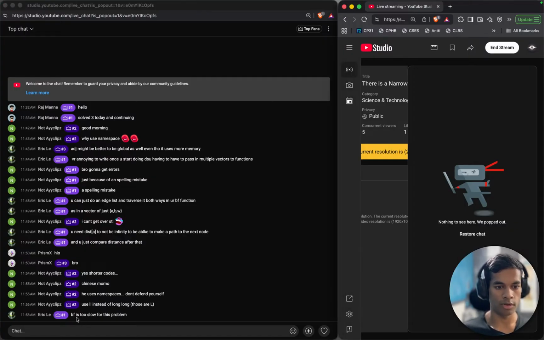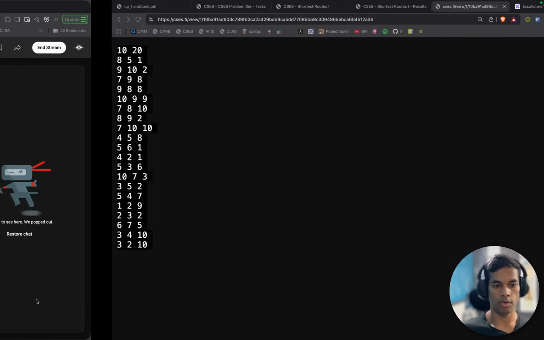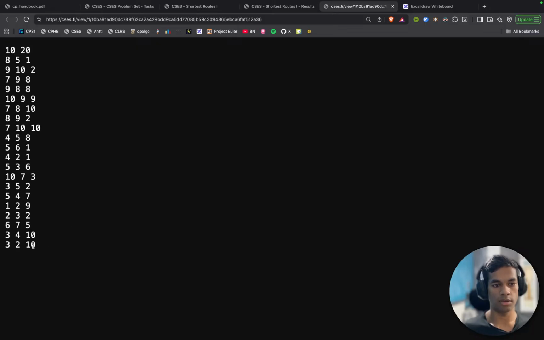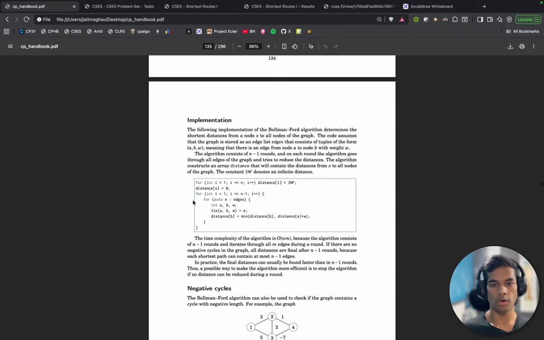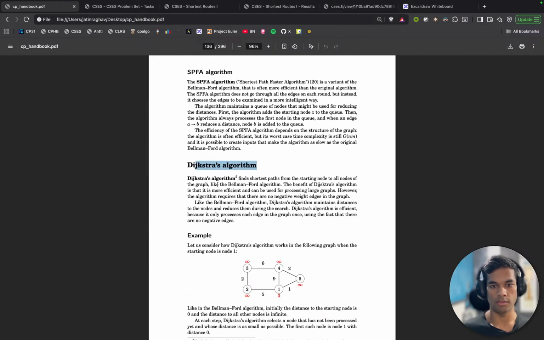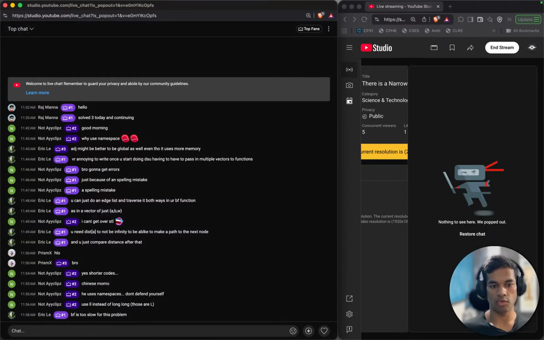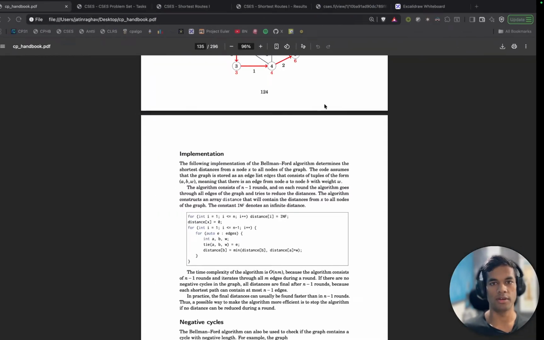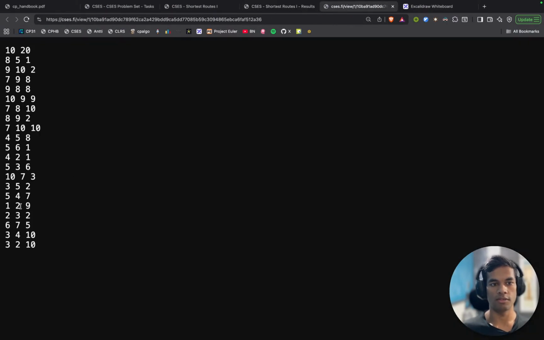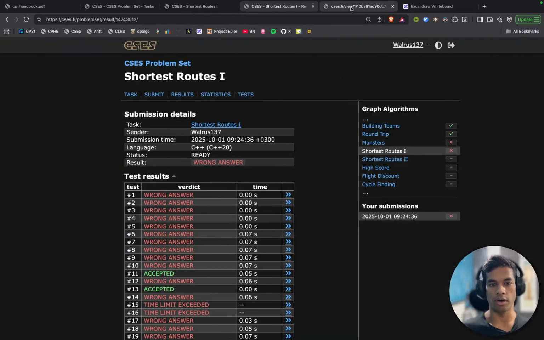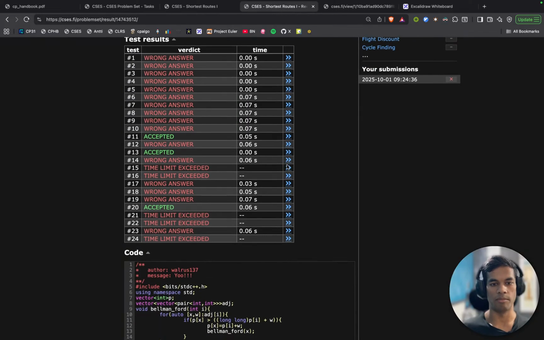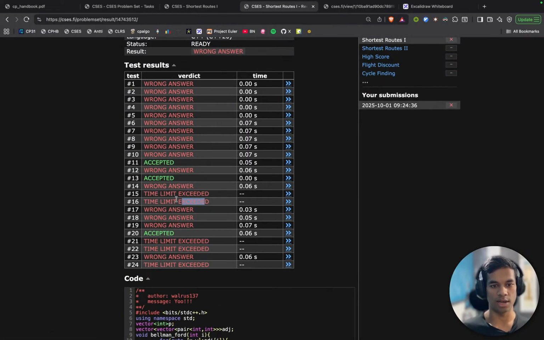Bellman-Ford is too slow for this problem. Okay, we will update that, but we will then apply Dijkstra's algorithm. We will read about it and then apply it. But this is not working even for a small number. Our test case is just this much, and the answer is coming out wrong for all of them. And yes, this is slow. Time limit exceeded, exceeded, exceeded.